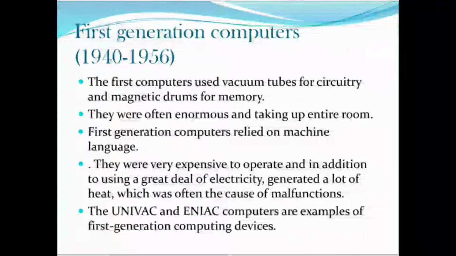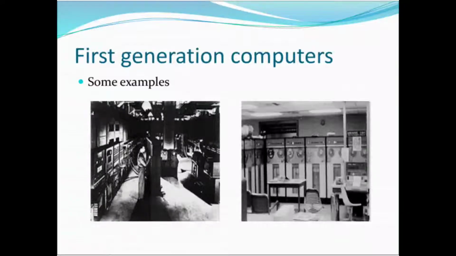First generation computers. The time period is from 1940 to 1956. The first generation computers used vacuum tubes for circuitry and magnetic drums for memory. They were often enormous, taking up an entire room. First generation computers relied on machine language. In simple words, we can say first generation computers used vacuum tubes, were large in size, and used machine language. IBM 701 and IBM 650 are some examples of the first generation.